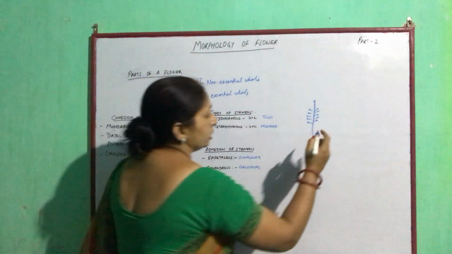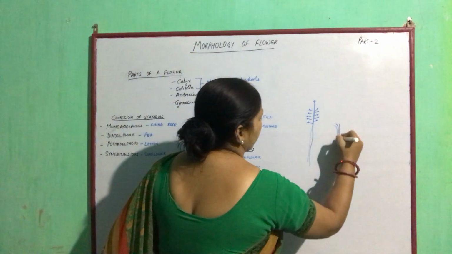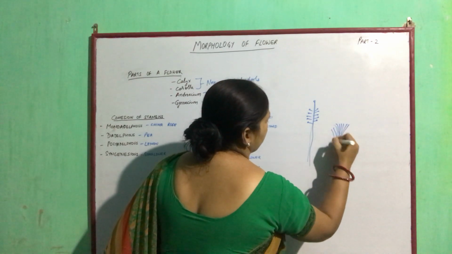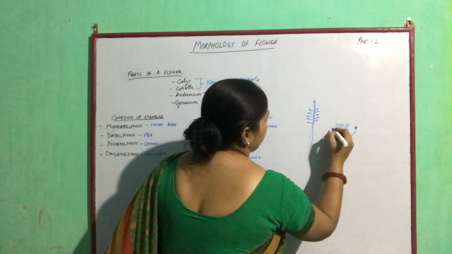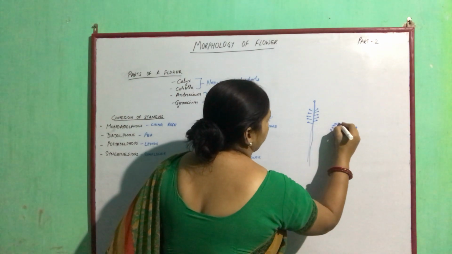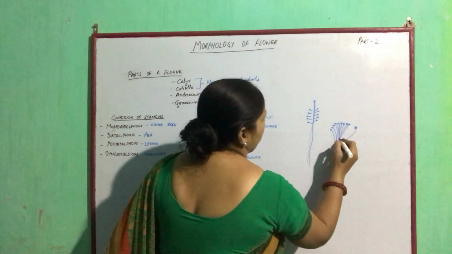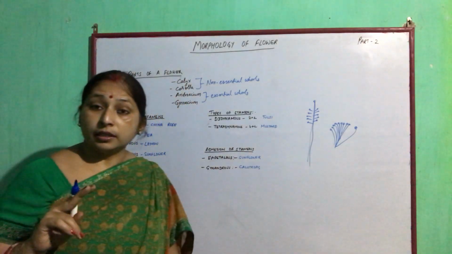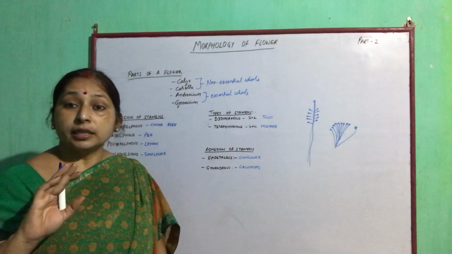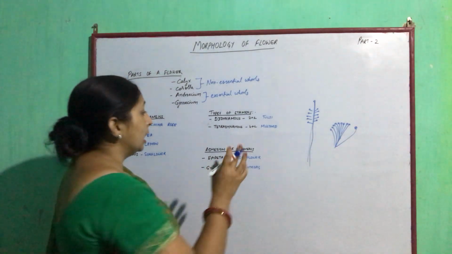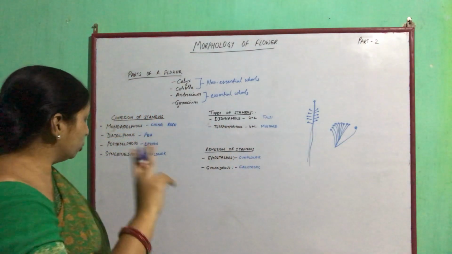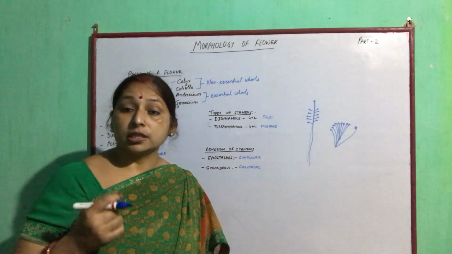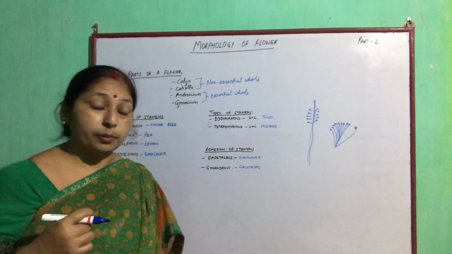If they are arranged in two groups, like in case of pea plant, the condition is diadelphous condition, where the arrangement is 9+1, and two groups are formed. So when two groups are formed, the condition is diadelphous, and the example for this is pea plant.